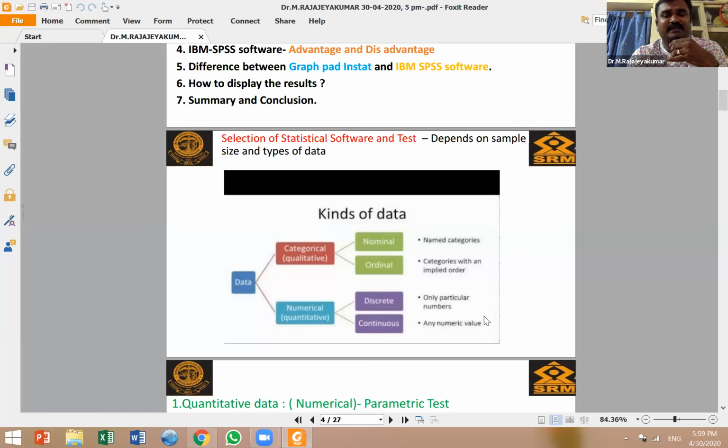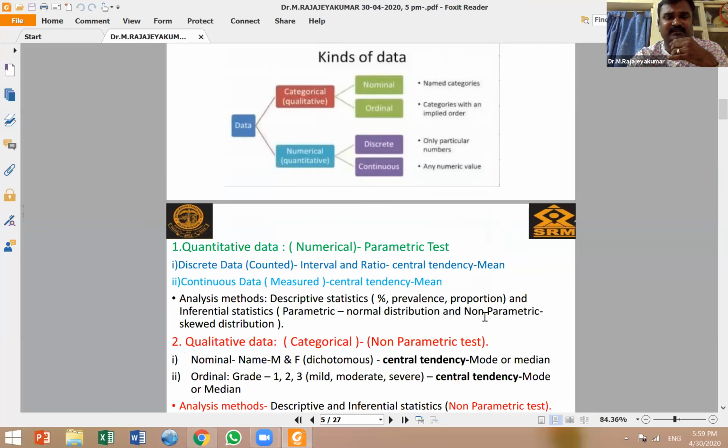A nominal data example is name category, like male and female, married or unmarried. Ordinal is data that comes in some order, like mild, moderate, severe, or grade 1, grade 2, grade 3. Discrete means we can use ratio and interval. Continuous data examples are heart rate, BP, and height. So these are continuous variables. Depending on the type of data, we need to select the software. One more thing is sample size, whether it's a small sample size or a large sample size. Okay, right.